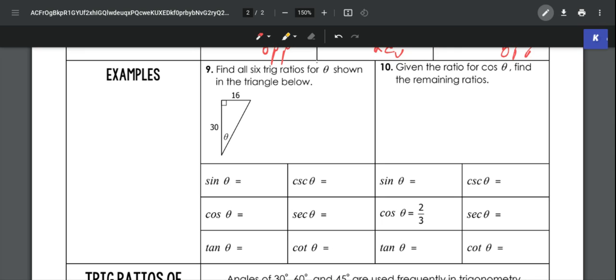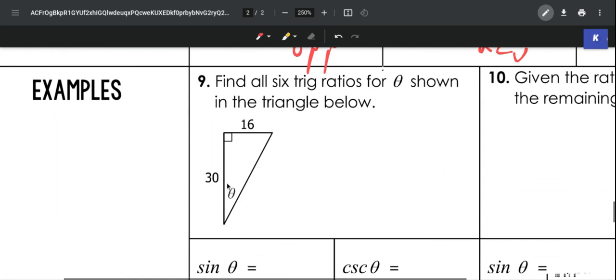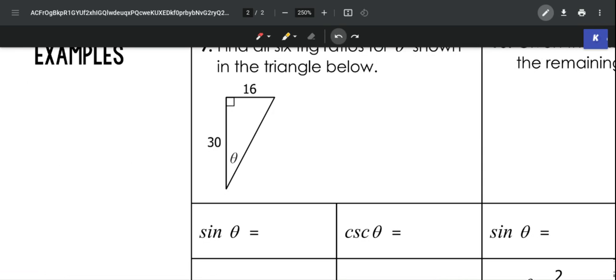So if we look at the first problem, we're given a right triangle here, and we're given an angle, theta, so we can use that to figure out our 6 trig ratios. The only problem we'll run into is we don't know what this hypotenuse is. To make sure it's the hypotenuse, find the 90-degree angle, and then go opposite of that. In order to find that hypotenuse, we're going to have to say 30 squared, which is a squared, plus 16 squared, which is b squared, is equal to c squared. So we're going to use the Pythagorean theorem here.